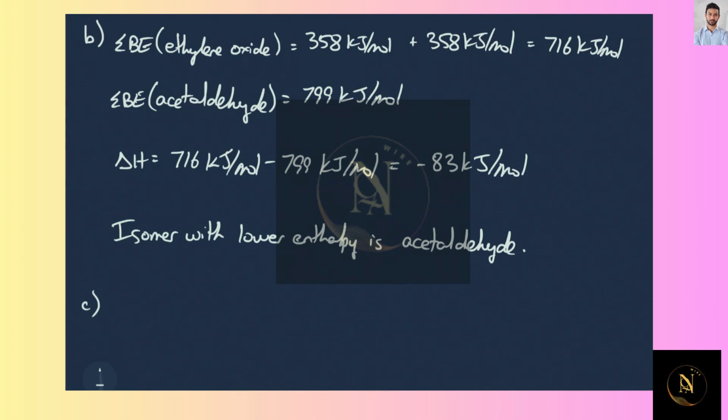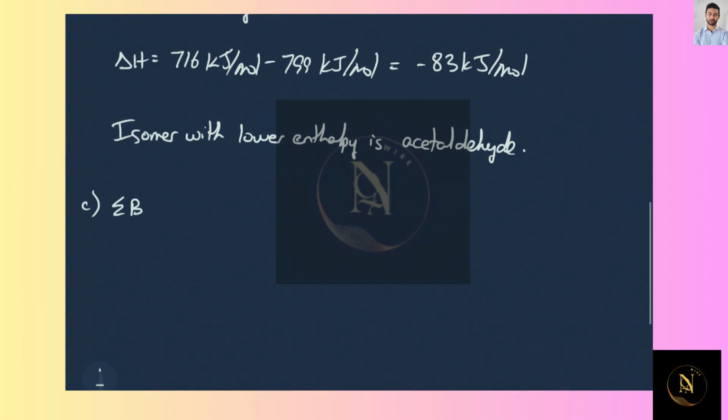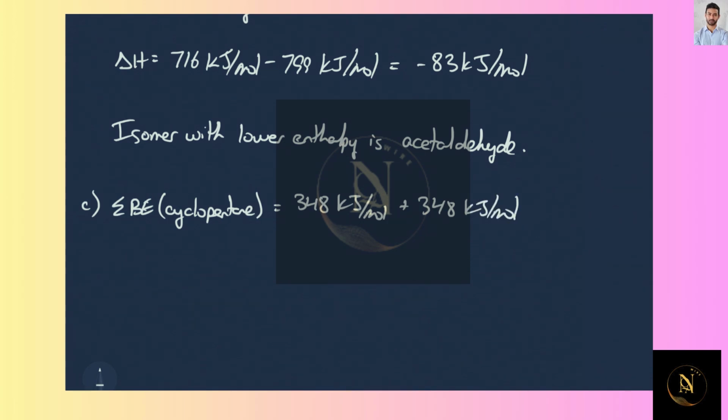For C, our gas phase isomerization is cyclopentane to pentadiene. So the bonds broken for cyclopentane, we're going to break two C-C bonds, which are 348 kilojoules per mole each. And this will give me 696.